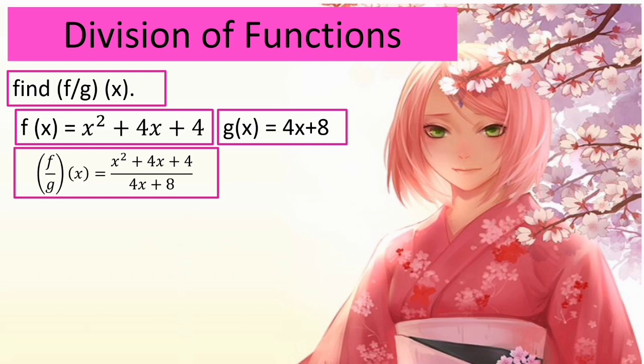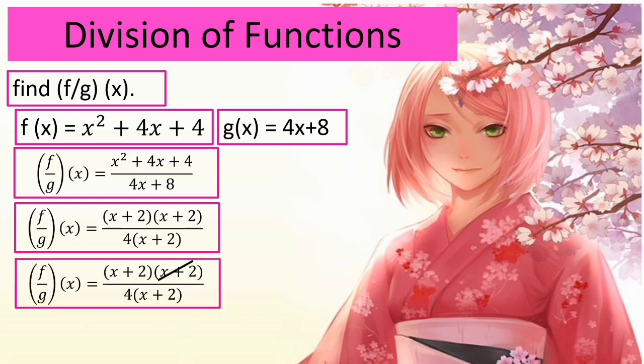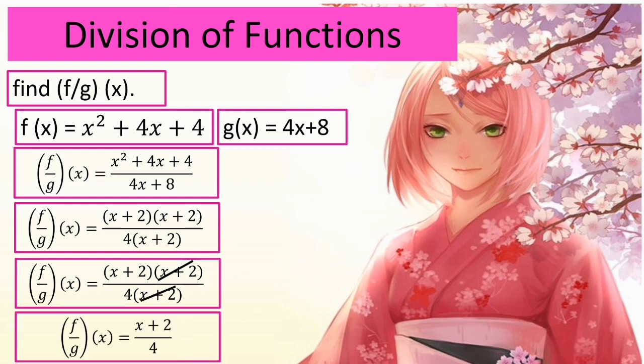cancel, kailangan natin i-factor. So, kailangan muna natin i-factor yung numerator natin. Siya magiging x plus 2 times x plus 2 all over yung 4x plus 8 natin. Pwede rin siyang 4 times the quantity of x plus 2. So, kung makikita nyo, meron tayong makakancel dyan na x plus 2. Cancel din natin yung nasa babang x plus 2. So, magiging sagot natin ay x plus 2 all over 4.